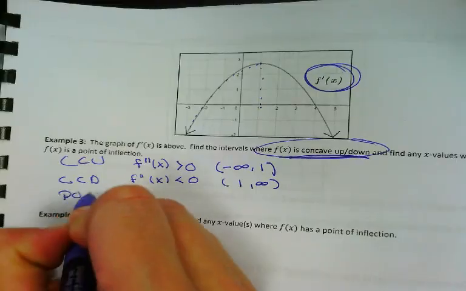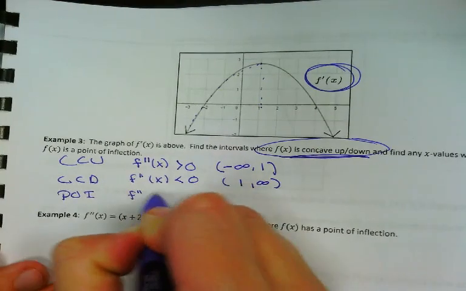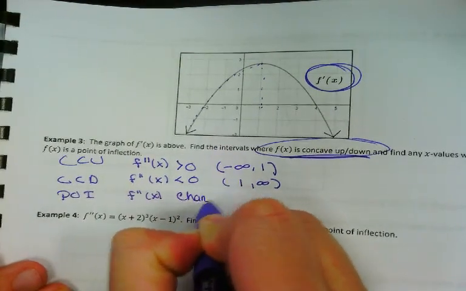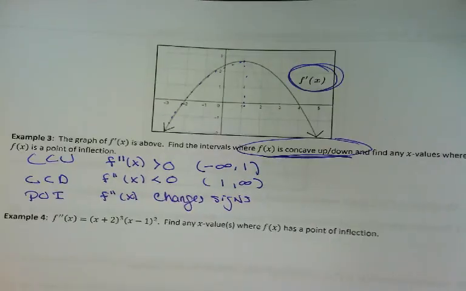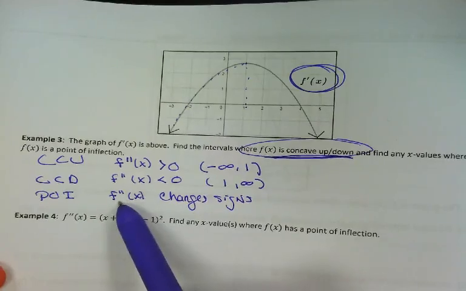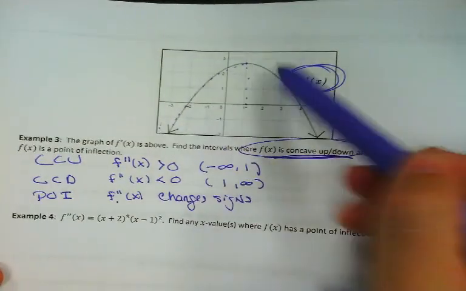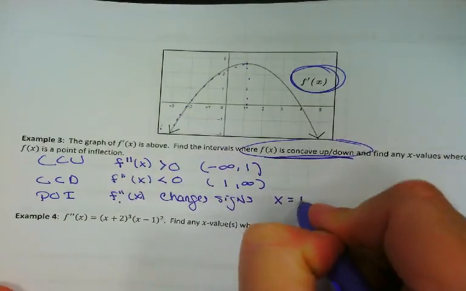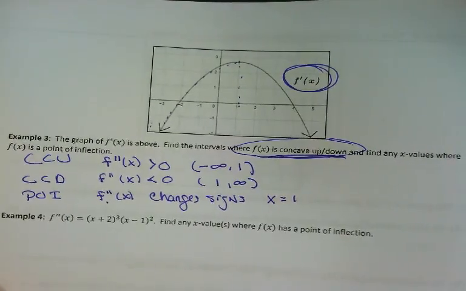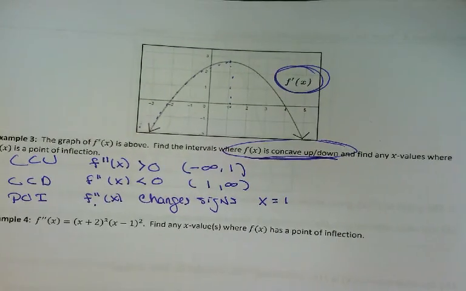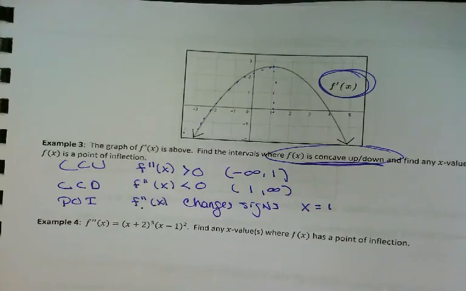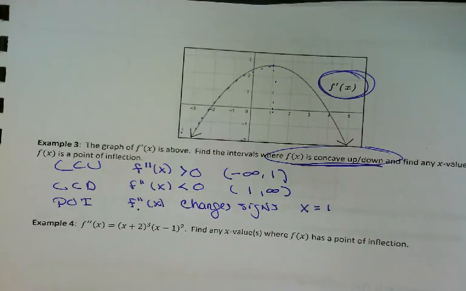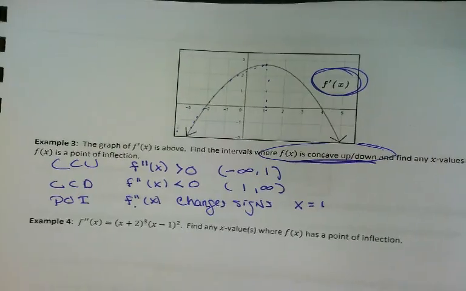Point of inflection. And again, I always start with the justifying. F double prime changes signs. So again, I'm saying to myself, this is f prime. I want f double prime. I'm looking at the slopes. My slope went from a positive to a negative, so x equals 1 must be a point of inflection. No. The critical points you do. Or which, if it goes from negative to positive or positive to negative? Nope. This is perfect. All right, example 4.